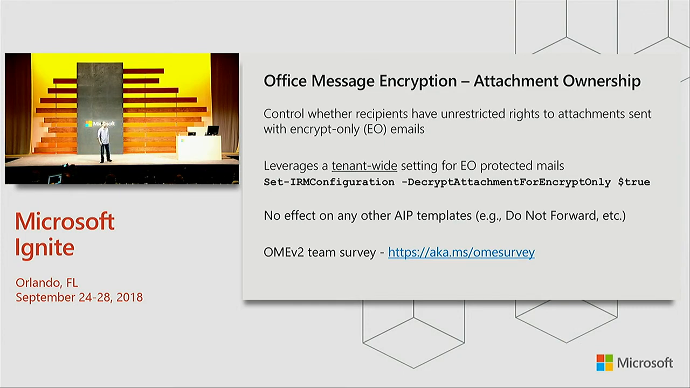It's pretty good. Now, in this case, this is a tenant-wide setting for Exchange Online. The Set-IRMConfiguration with DecryptAttachmentForEncryptOnly is a tenant-wide setting for all protected mails. It's not going to have any other effects on any other Azure Information Protection templates that you might be using. This is just an OME thing. So if you're using some of the built-in templates, like Do Not Forward, for example, those are still going to behave as they would before.